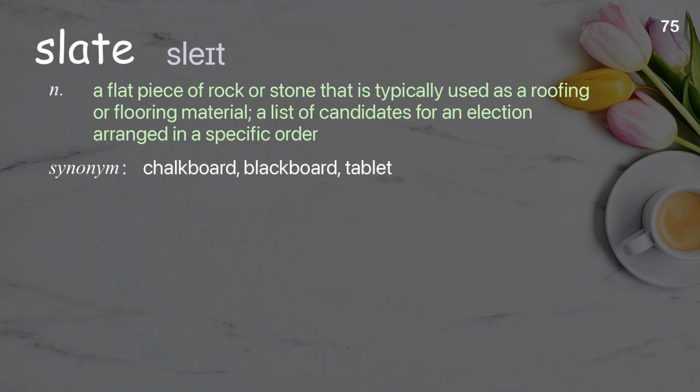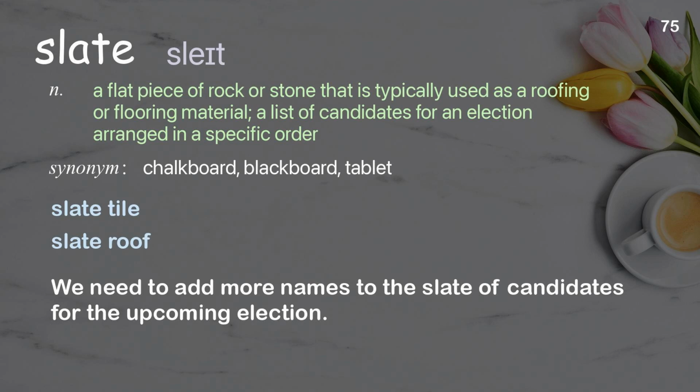Slate: A flat piece of rock or stone that is typically used as a roofing or flooring material; a list of candidates for an election arranged in a specific order. Examples: Slate tile. Slate roof. We need to add more names to the slate of candidates for the upcoming election.